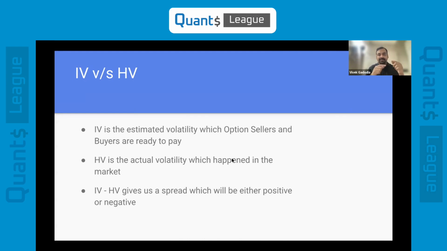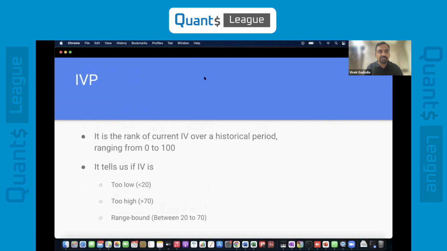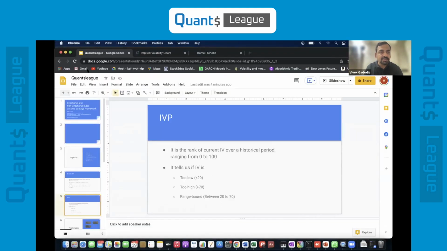Finally, when we take IV minus HV, we get a spread, which is either positive or negative. When IV is greater than HV, we get a positive spread, and when IV is lower than HV, we get a negative spread. So let's look at some tools.